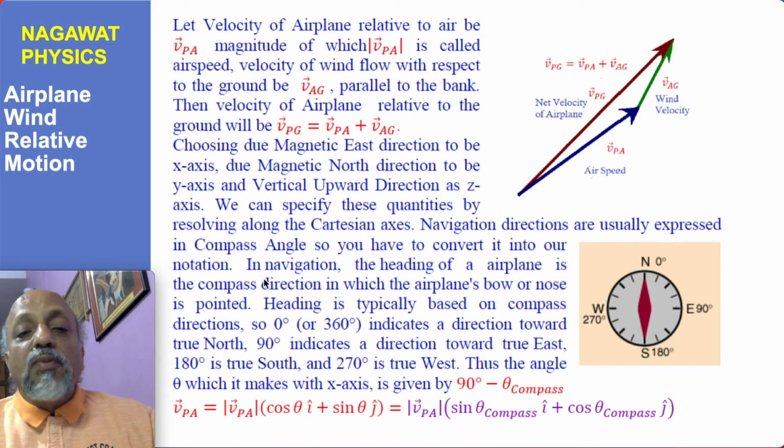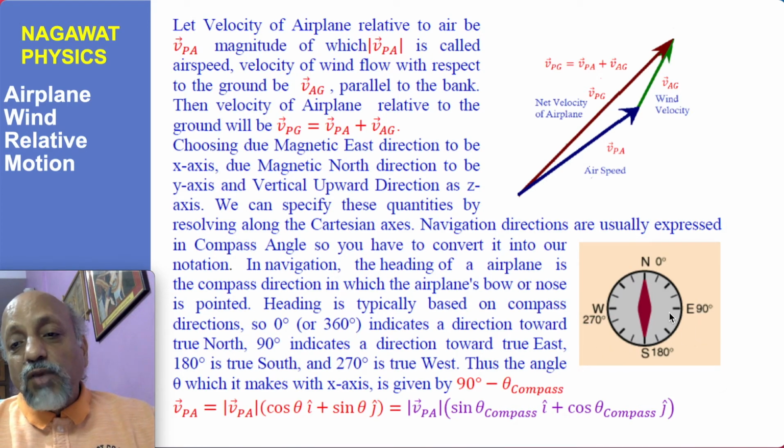In navigation, the heading of the airplane, the compass direction in which the airplane's bow or nose is pointed, is shown, and the compass directions are such that due north is indicated by 0 degree, due east by 90 degree, due south by 180 degree, and due west by 270 degree. Since we have chosen the x-axis in the due east direction and the y-axis in the due north direction, if you know the compass angle, you can get the angle to be used in my notation by simply subtracting the compass angle from 90 degree.